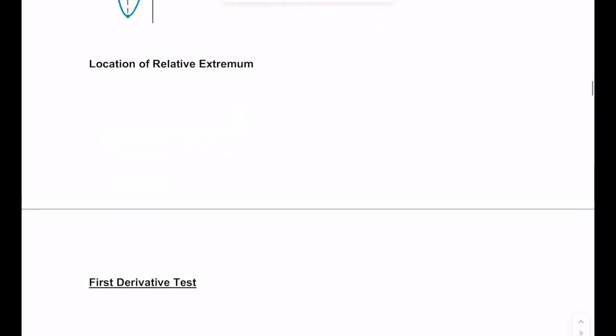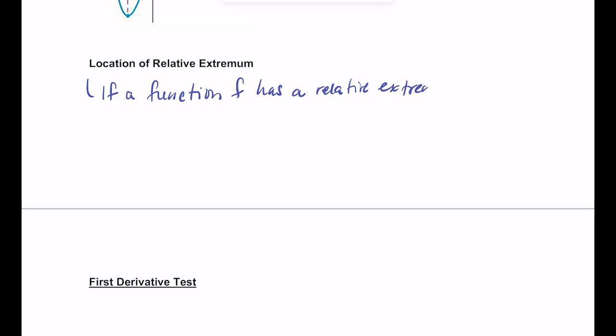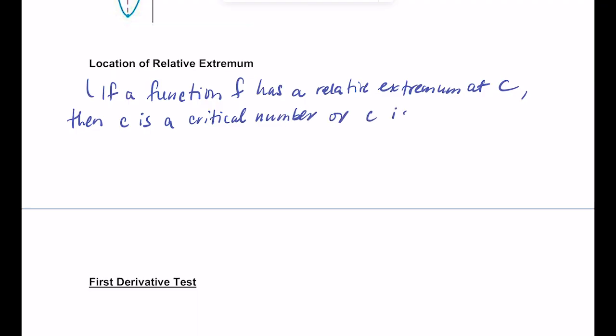So how do we locate relative extrema? If a function, we'll call it f, has a relative extremum at some x value c, then c is what's called a critical number or c is an endpoint of the domain.